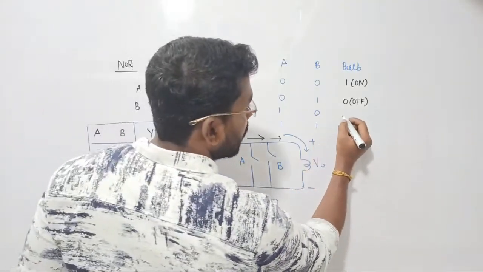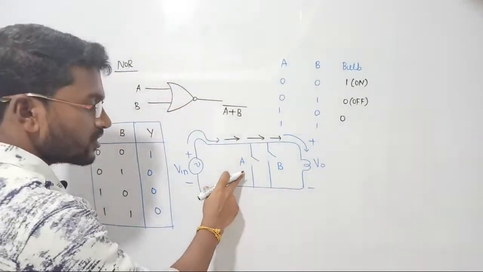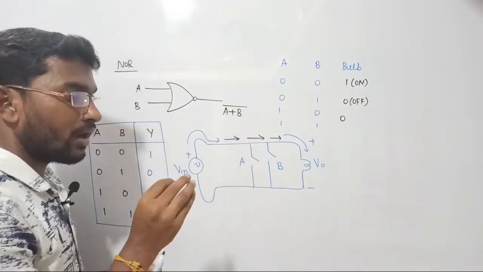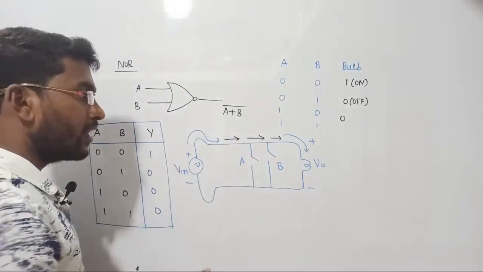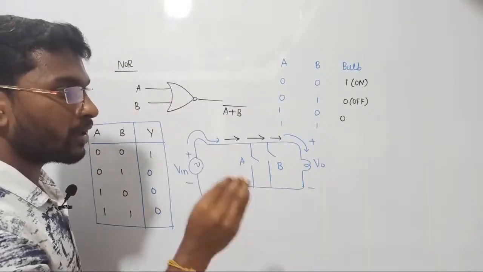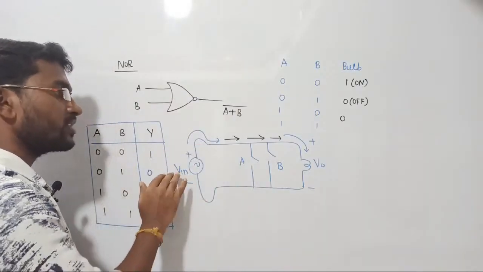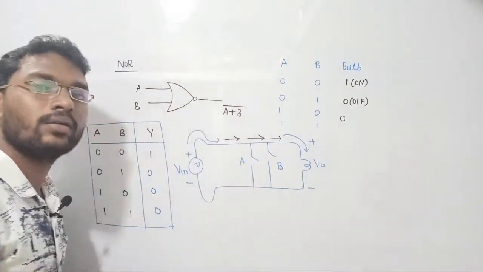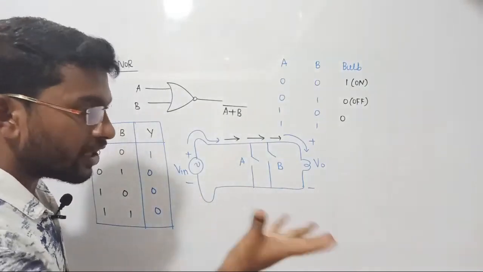Output is going to be 0. Why, sir? We are closing A. A is a short circuit. Current will always choose the low impedance path, right? If I find any short circuit line, automatically the entire current delivered by the source starts traveling through the short circuited line, such that you won't be able to let your bulb glow.